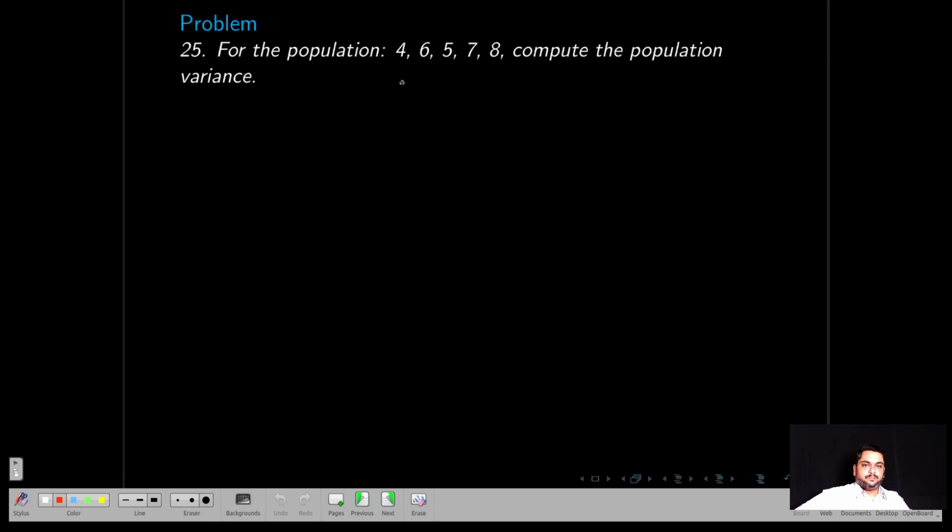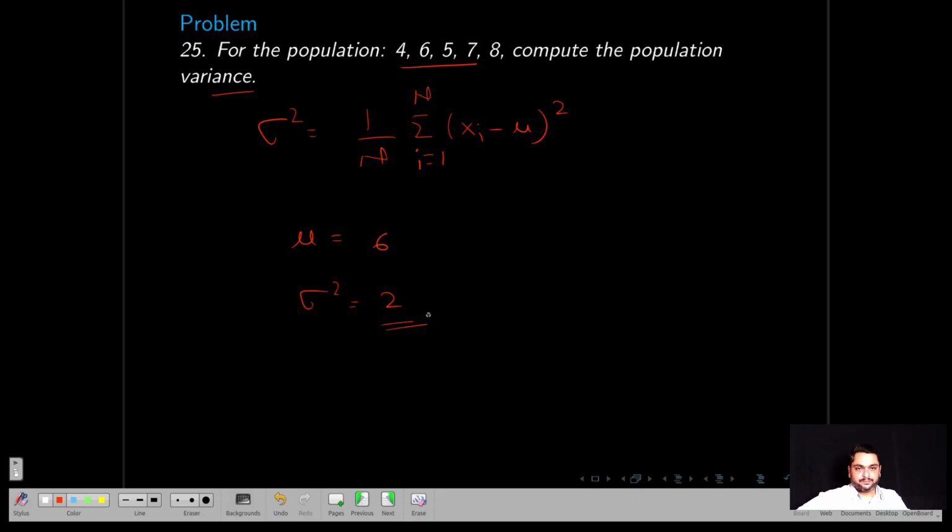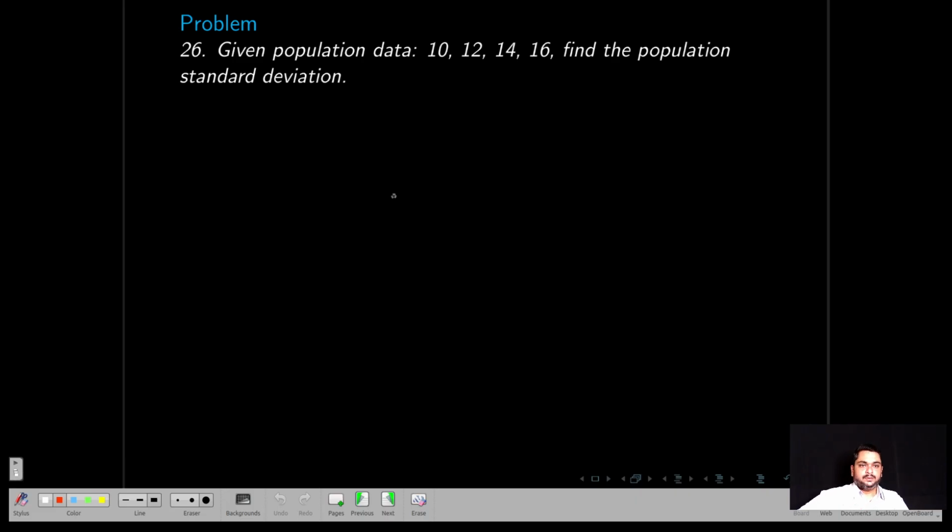Next, find it for the population. Already we are mentioning population. Find the population variance. Sigma square is equal to 1 by n summation i equal to 1 to n, xi minus mu whole square. So what is the mu value here? The average. So mu value we will get as 6. Then you will get sigma square as 2. Just try it out.